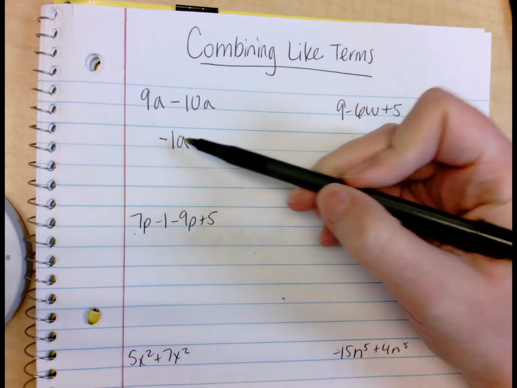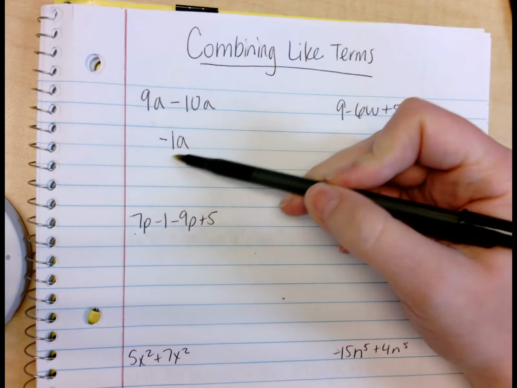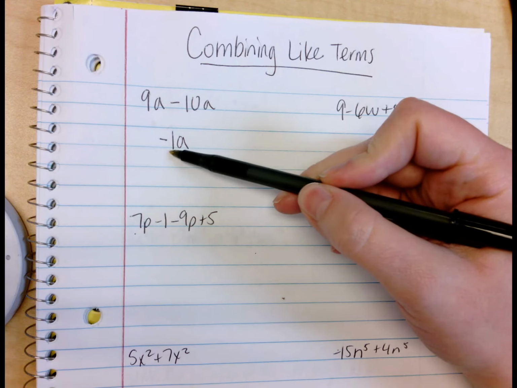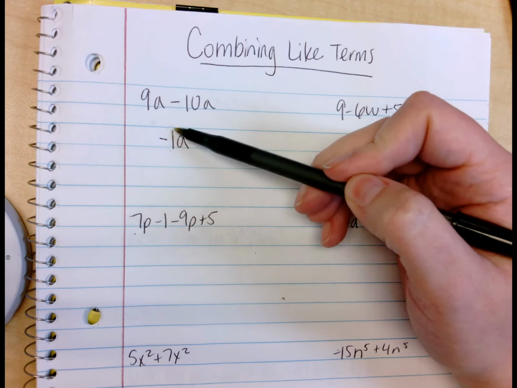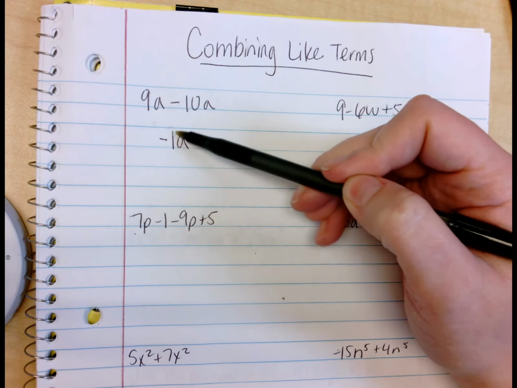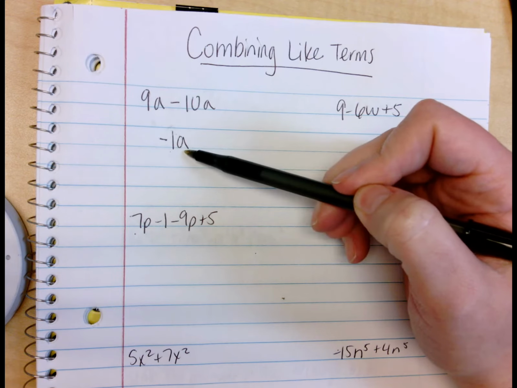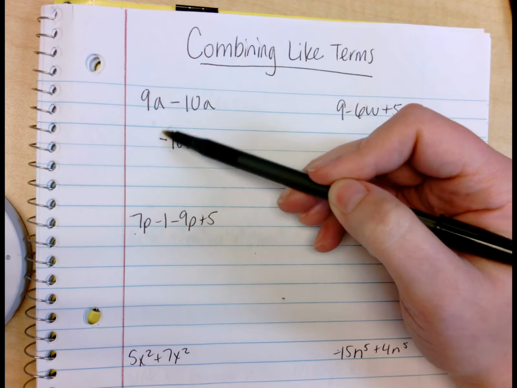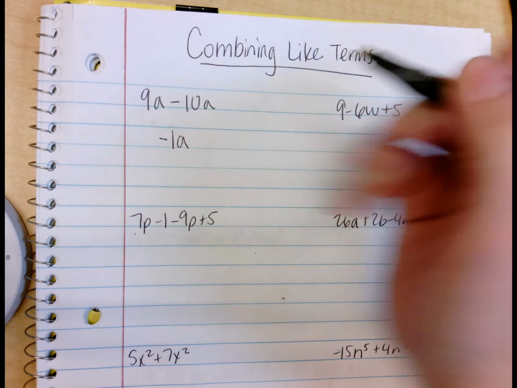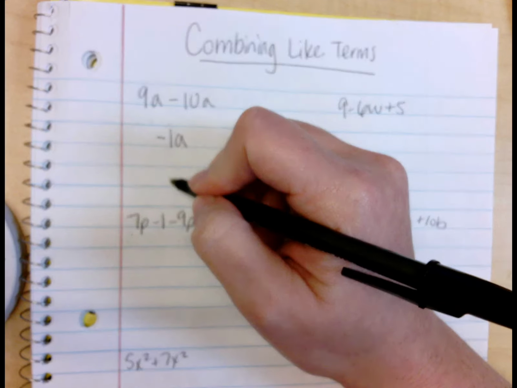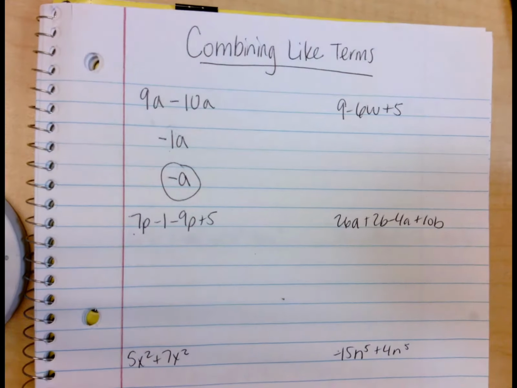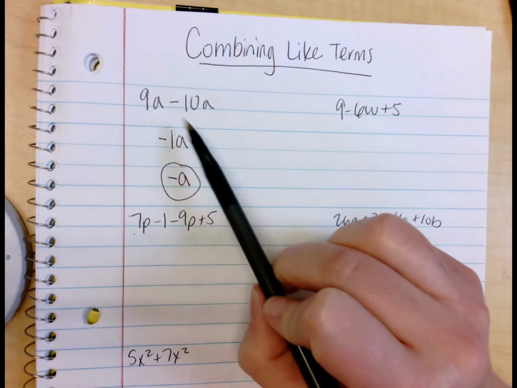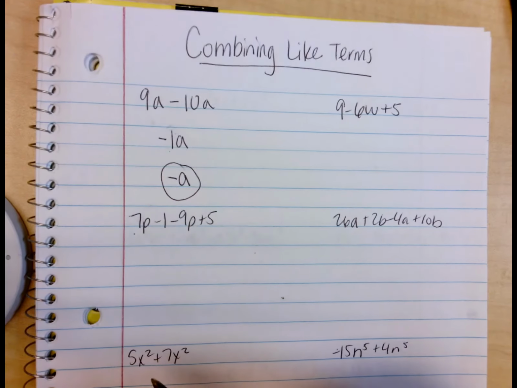Now, remember that this 1 is oftentimes left off because it's widely accepted in the algebra math world that if there is not a number in front of a variable, if there's not a number as a coefficient, then it's automatically assumed to be a 1. So -a would be the most simple way to write that. I have 9, I subtract 10, I have negative left.